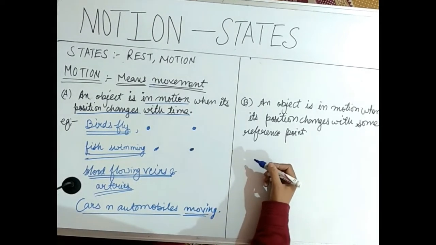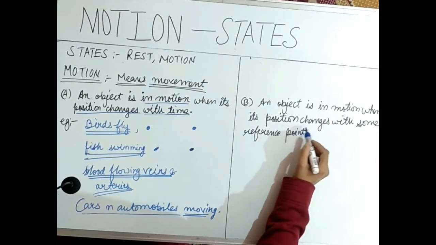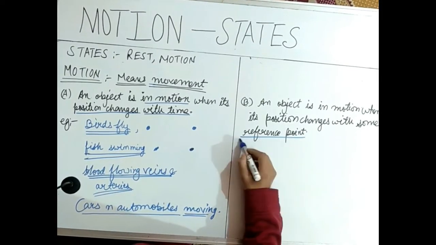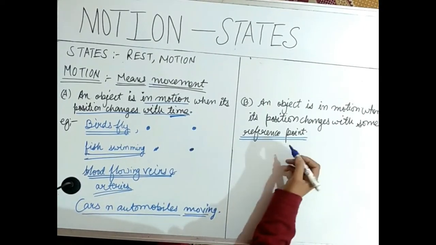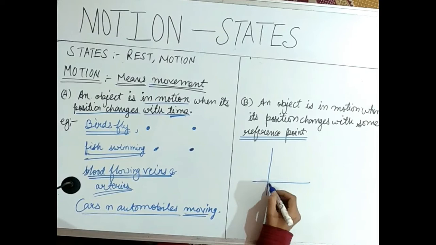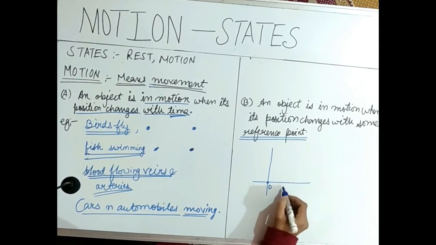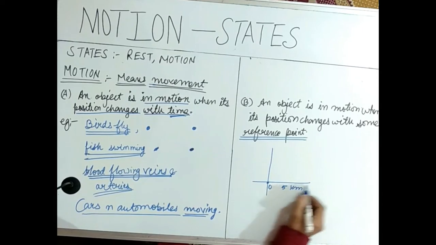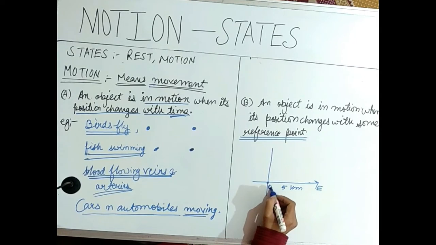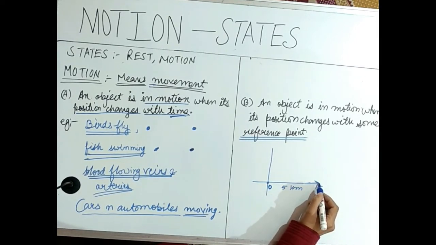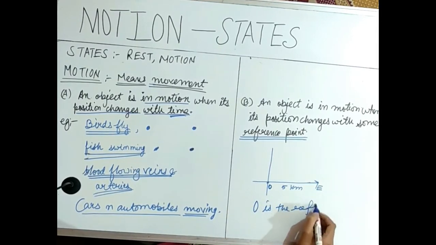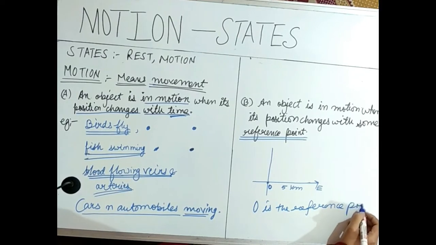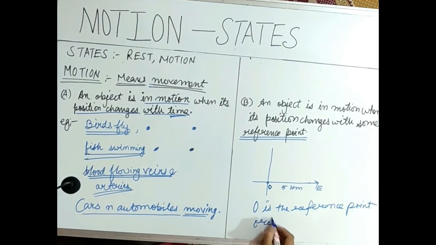The second definition of motion is: an object is in motion when its position changes with respect to some reference point. Here we were talking about time, and here the reference point is important. What is a reference point? For example, let's say this is the starting point of an object which has moved 5 kilometers in the east direction. So what we will say? An object started from O and has traveled 5 kilometers in the direction A. So O is the reference point here. We also call it the origin.